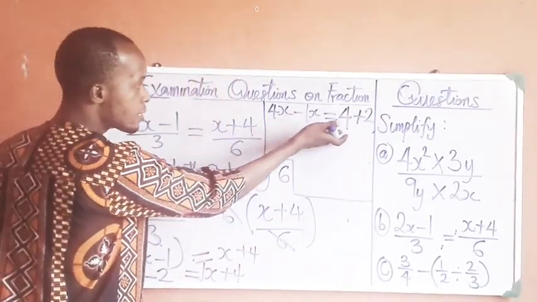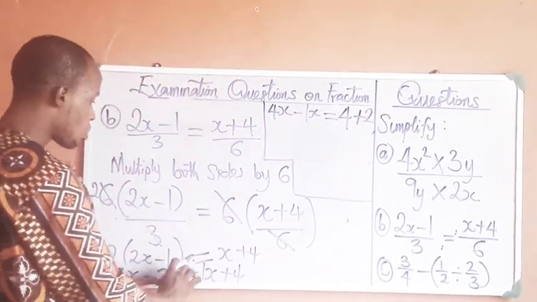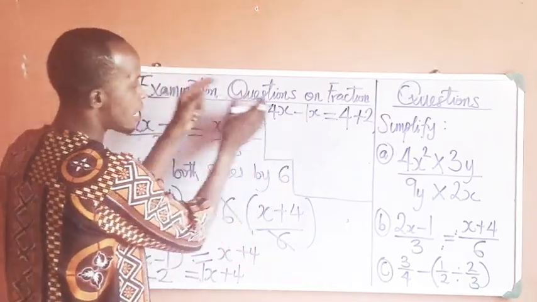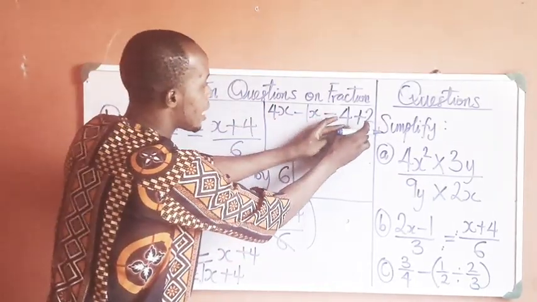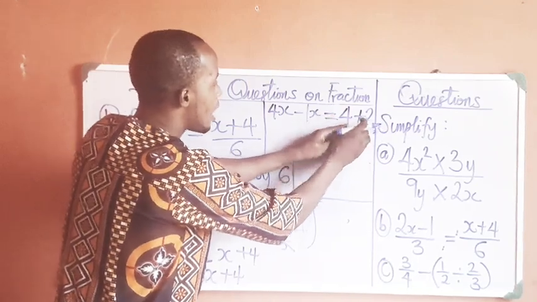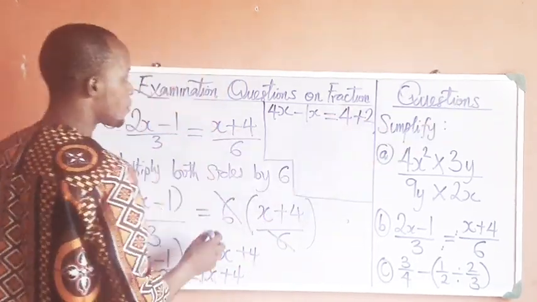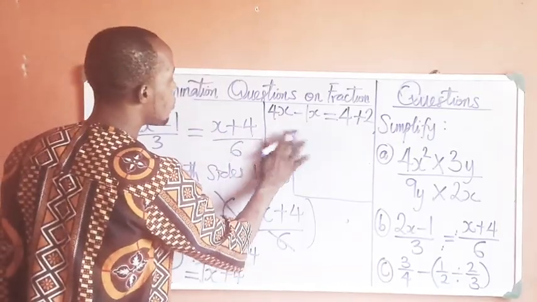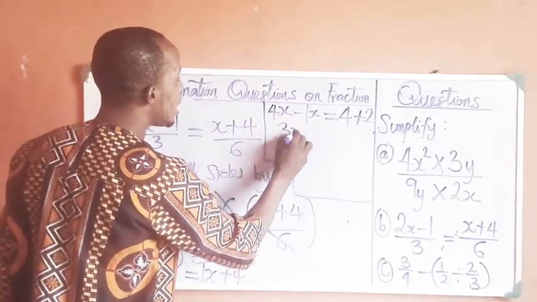By this, we have collected the like terms. We have grouped the like terms. You can see that the terms with x are on this side of the equation, and the terms that are just figures, ordinary numbers, are on this side of the equation. So if I take 1x away from 4x, what I have left will be 3x.